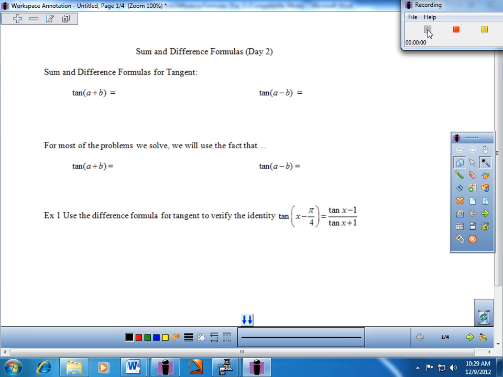And so yesterday we just explored the 4 formulas to date. We looked at the sum and difference formulas for sine and cosine. And as you can see immediately on your paper there, we're just going to take a quick look at the sum and difference formulas for tangent.